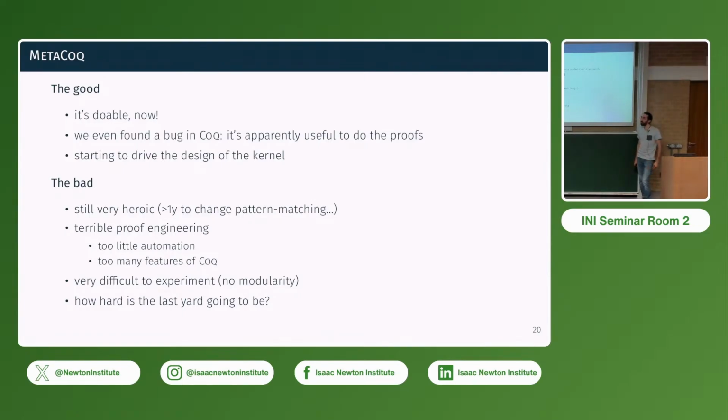And we can't really do that in MetaCoq. I would really, really like to be able to turn off and on certain parts of the language to try things out. And currently we basically have no way to do that.